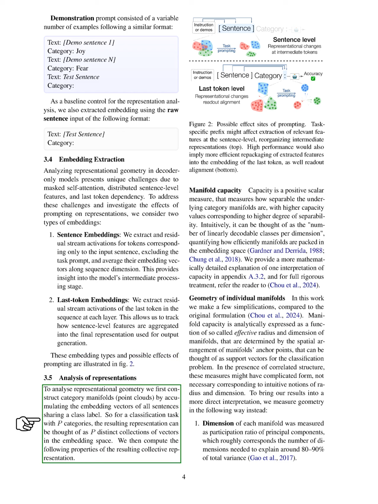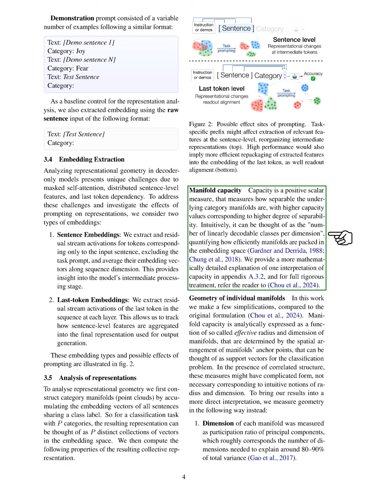To analyze the representational geometry, we first created category manifolds by gathering the embedding vectors of all sentences that share a class label. For a classification task with multiple categories, we can think of the resulting representation as distinct collections of vectors in the embedding space. We then computed several properties of this collective representation.